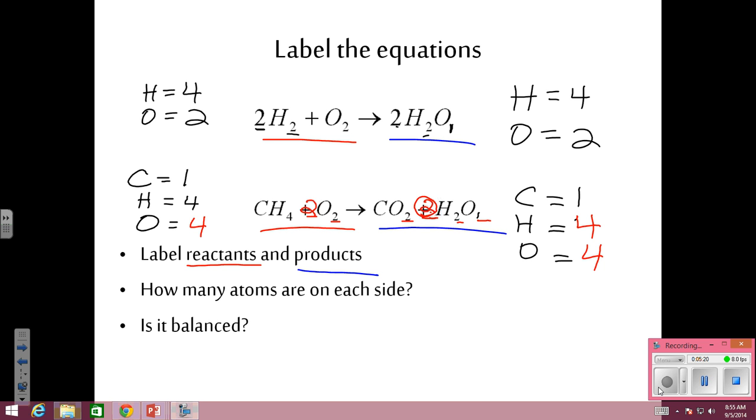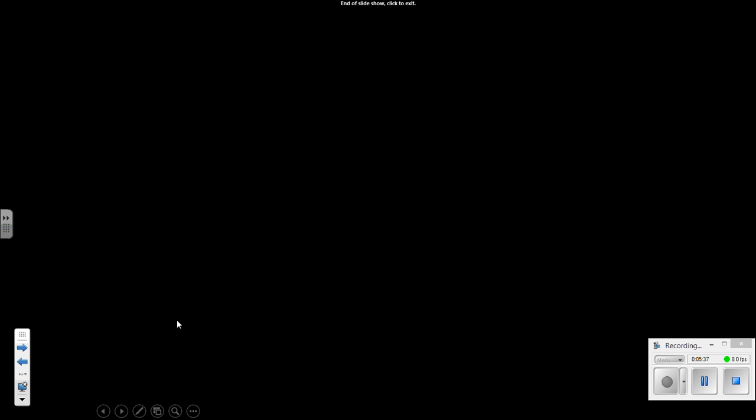Everything's looking good. And these were just a couple quick examples of how to balance some equations. When you actually get to chemistry, it'll be a little bit more tricky than this, but we'll just practice with some easier ones and figure out how to make both sides even out. And that's it for the section 2.2 notes.